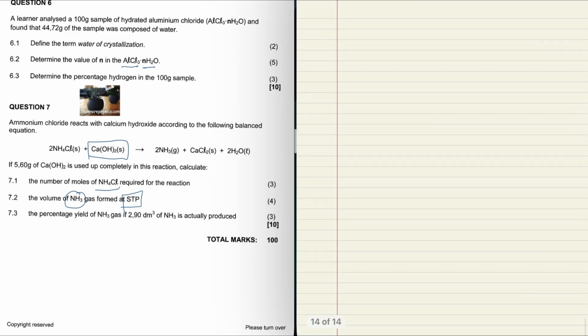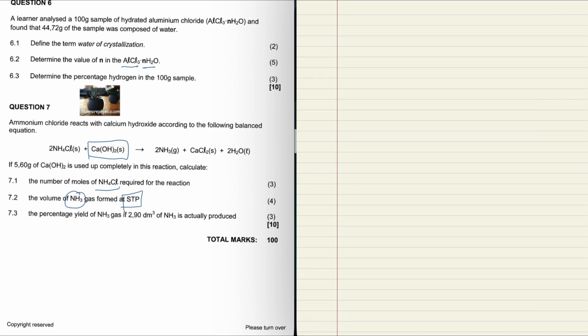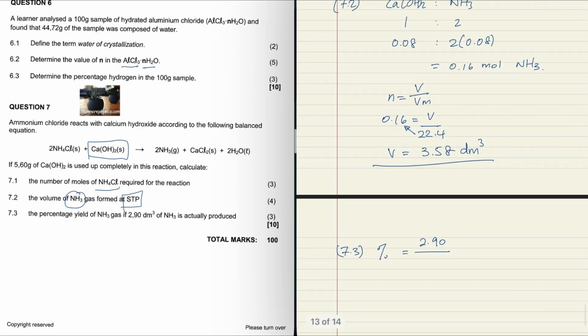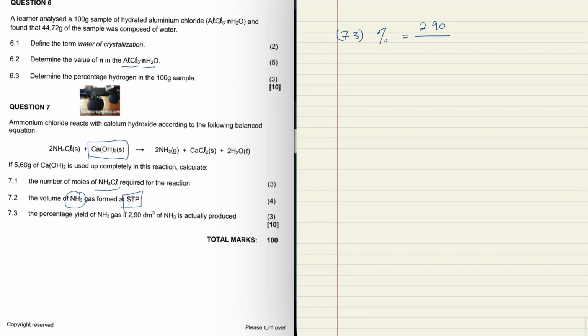And the last question, 7.3, calculate the percentage yield of NH3 gas if 2.9 dm cubed of NH3 is actually produced. So 7.3, to calculate the percentage yield, you take what you have. So we have 2.9 and you divide it by what you should have gotten. So we calculated here that we should have gotten 3.58. And then you multiply by 100. And that's equal to 81%. And that's the whole paper.